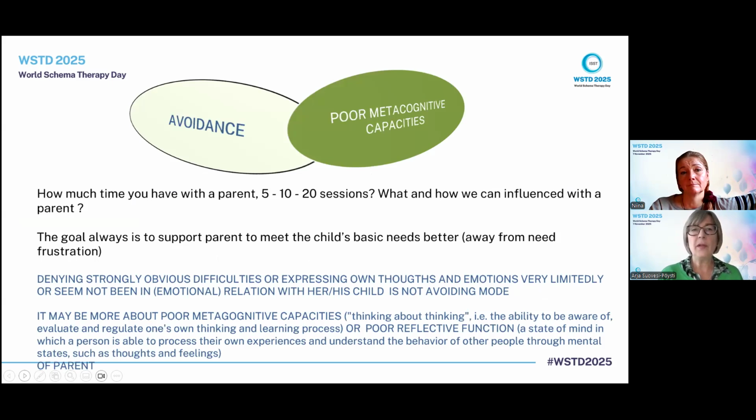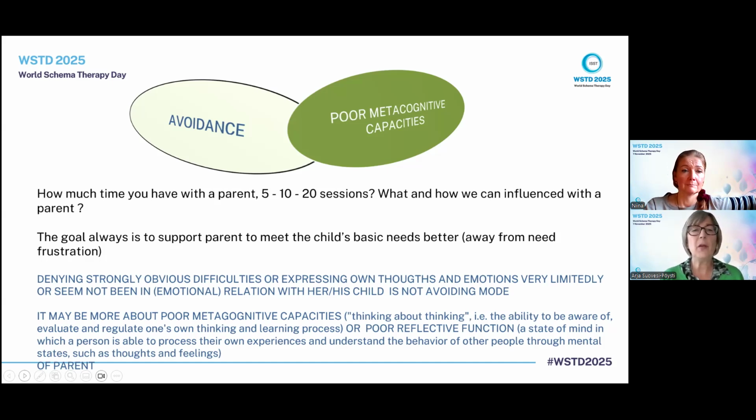And what are the differences between avoidance mode and poor metacognitive capacities, which I have recently thought about? And what and how we can influence with a parent depends on how many sessions we have with them. Is the therapy short, or is it long-lasting therapy? But the goal is always to support the parent to meet the child's basic needs better, away from need frustration.